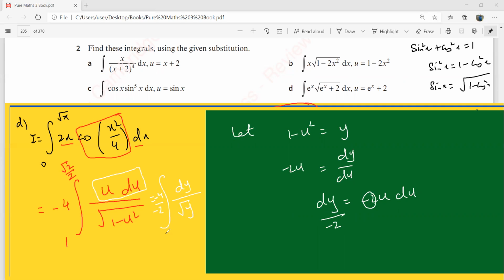And you will have to change the limits as well. Look, when you put your u as 1, your y becomes 0. So the lower limit is 0. When you put your u as under root 2 over 2, that becomes 2 over 4. When your u is under root 2 over 2, then your y is going to be 1 minus 2 over 4, 1 minus half. This is going to be half. So the limit is from 0 to half. Oh my goodness, look at the scale of this question. Now 2 2s are 4.